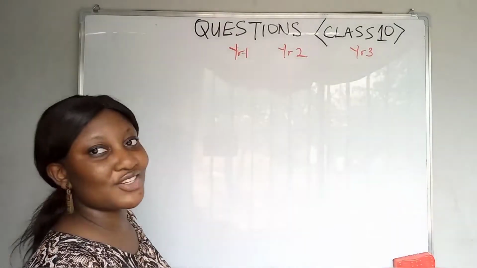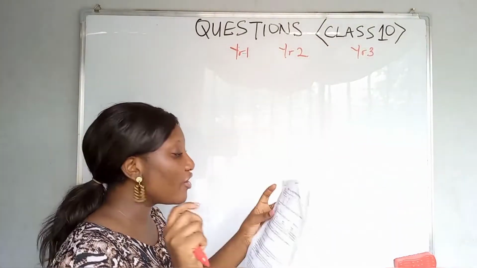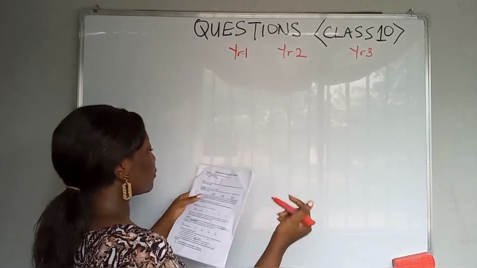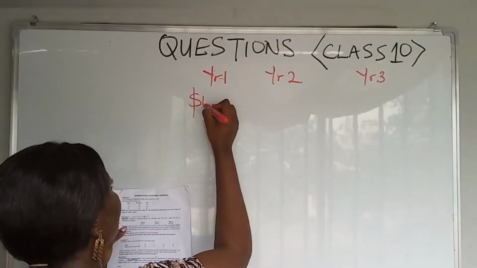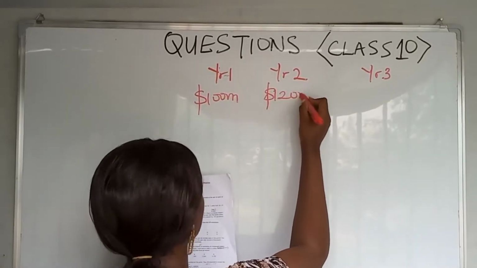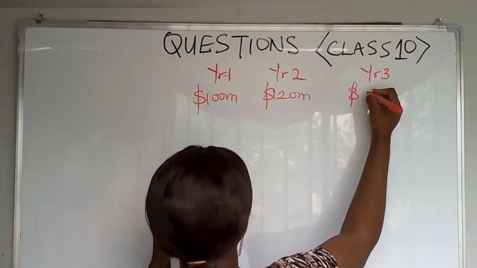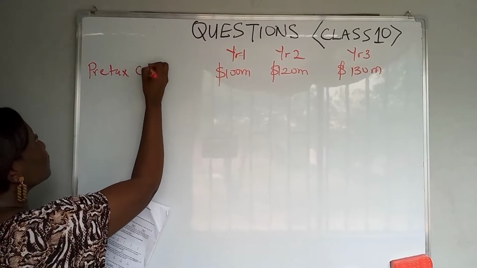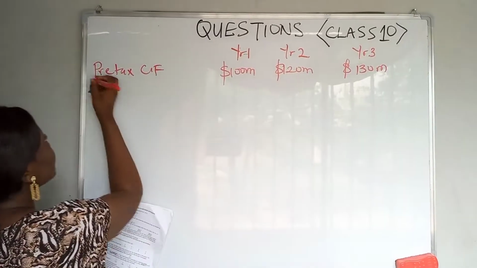They didn't even give you all those initial investment. They didn't give you sales. They already gave you directly the pre-tax net operating cash flows. They gave it to you here as what? $100 million, $120 million, and $130 million. Pre-tax cash flows. The next thing for you to do is to tax.